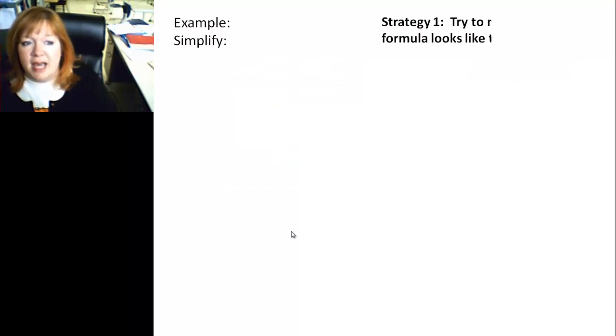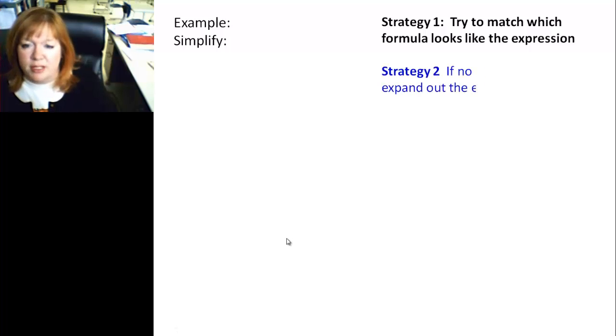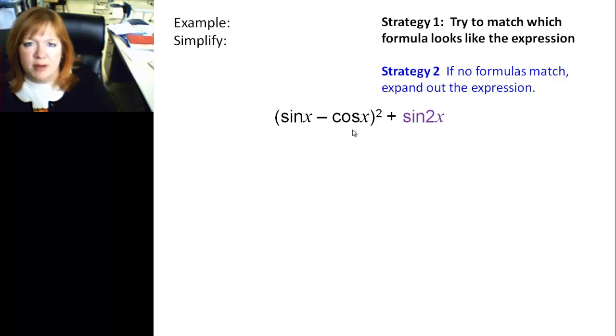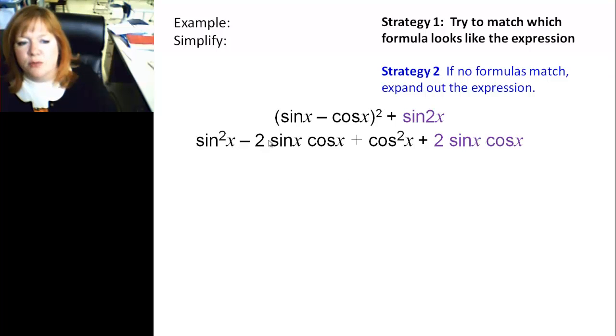The second type is like this. We try to match which formula looks like the expression. That's our first try. If that doesn't work, no formulas match, expand out the expression. So here we have sine of x minus cosine of x quantity squared plus sine 2x. There's nothing, no formula looks like that. So we're going to have to expand out and see if we can simplify it down. If I take sine minus cosine and I square it, that's going to be sine squared minus 2 times sine cosine plus cosine squared. And then this sine of 2x becomes 2 sine x cos x.